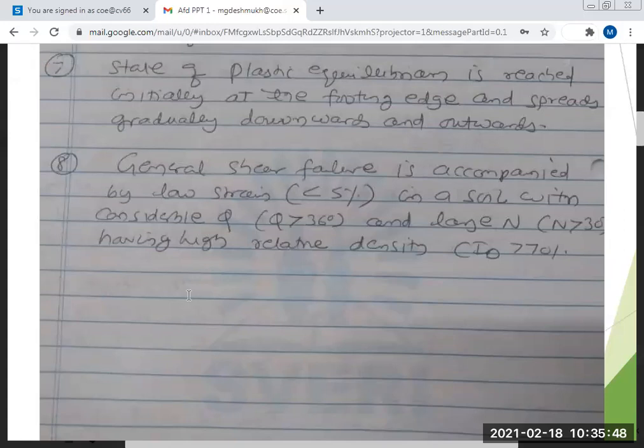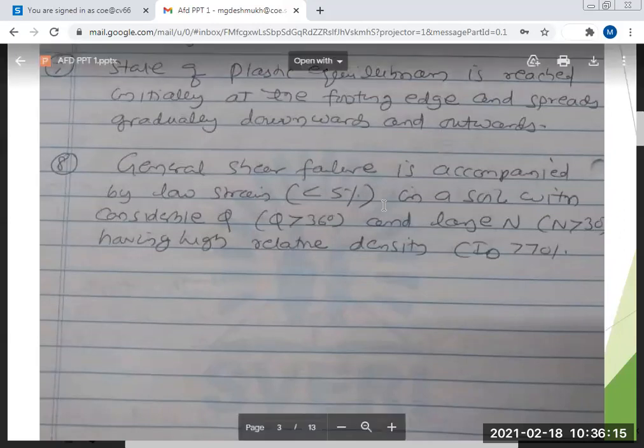After that, I will continue with what is local shear failure and what is punching shear failure, and most importantly, what is the difference between general shear failure and local shear failure. From the academic point of view, this is a common question asked in any exam, whether BE or MTech: write the differences between general shear failure and local shear failure. Based on these values you can write what the strain is here and there, what phi is here and there, what N is here and there, what ID is here and there, and how the figure looks.